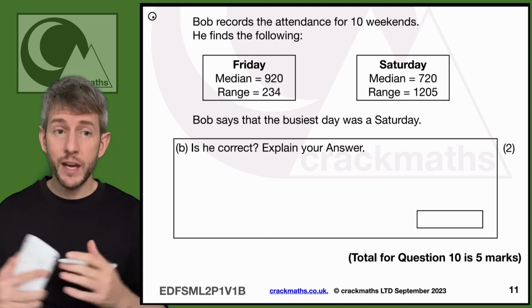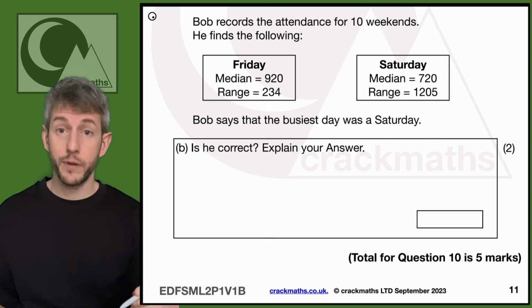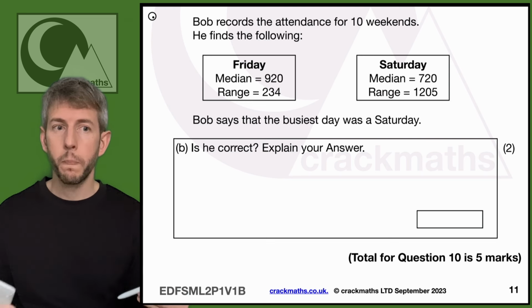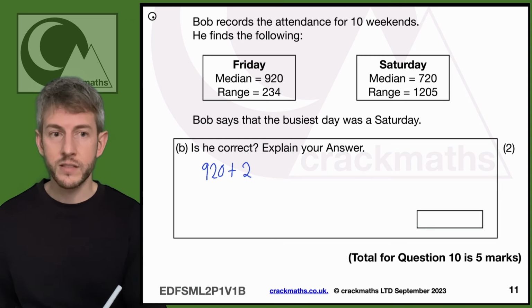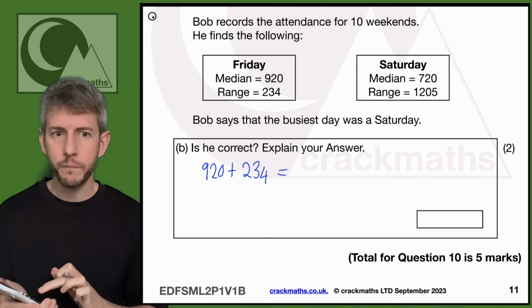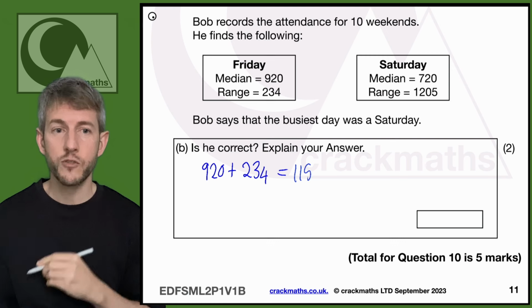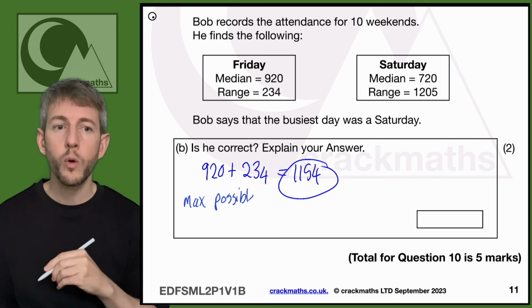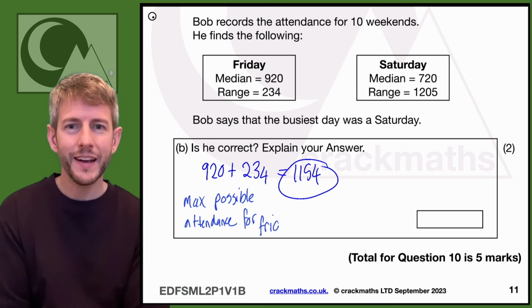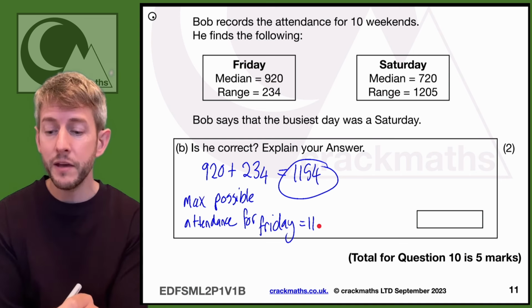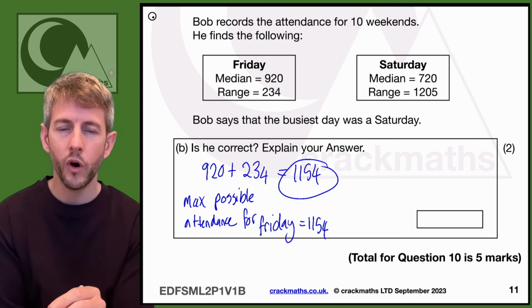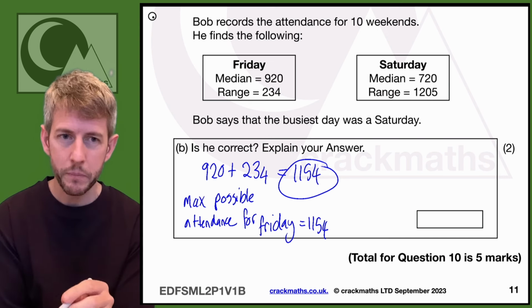So, in theory, if the median for Friday happened to be the smallest number of people that attended on Friday, then the maximum number of people that could have attended on Friday is going to be 920 plus 234. So let's work out what that would be. That equals 1,154. So this is the maximum people that could have attended on Friday. This is the maximum number that could have possibly attended on a Friday if the 920 was the minimum amount of people that attended on Fridays.